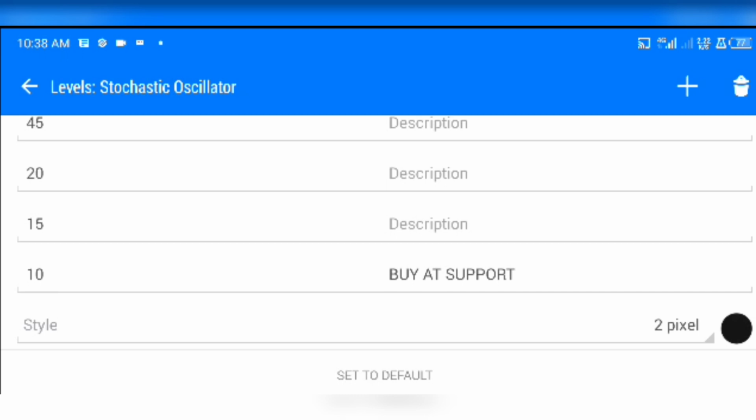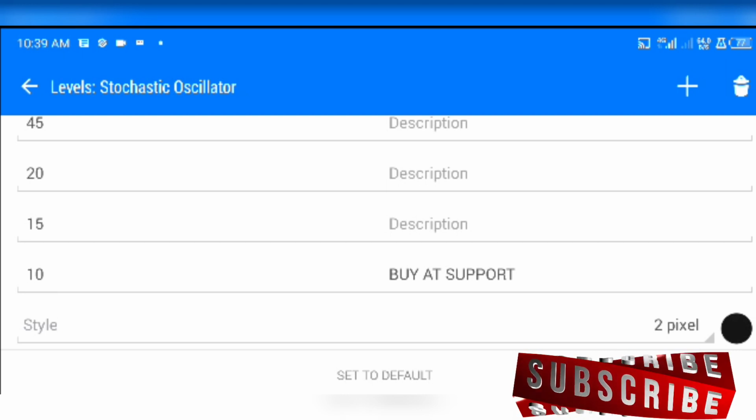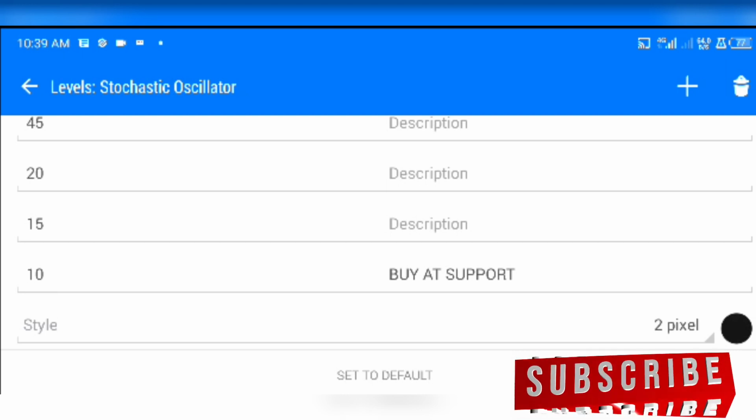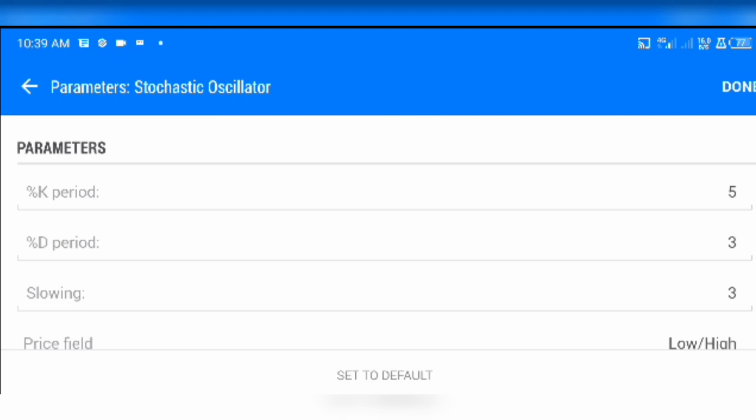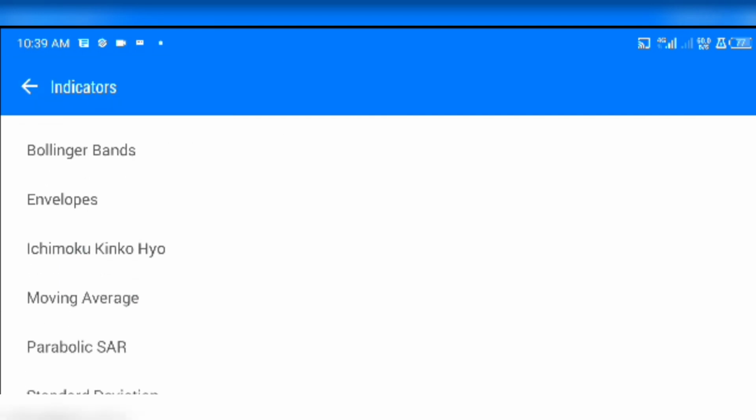This phone is having a white background, that's why I enter black. That's why my style is black. So I'll go a step backward and click done. Okay, so we are done with the stochastic, remaining what?